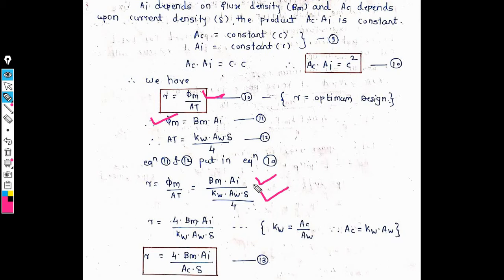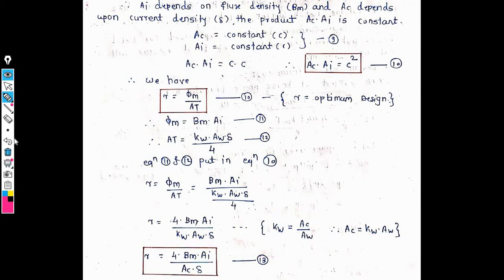Then R is equal to 4 into Bm into AI upon kW AW sigma. But kW is equal to AC upon AW, that means the space factor is the ratio of area of copper upon area of window. Rearranging the equation for AC, AC is equal to kW AW. Putting AC here, R is equal to 4 into Bm into AI upon AC into sigma. This is equation number 30.